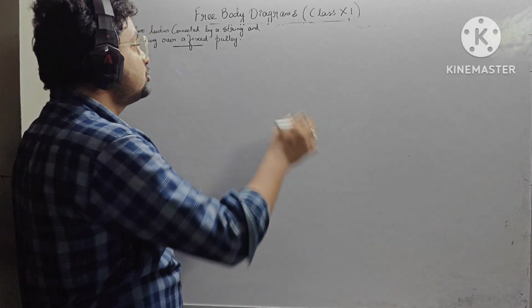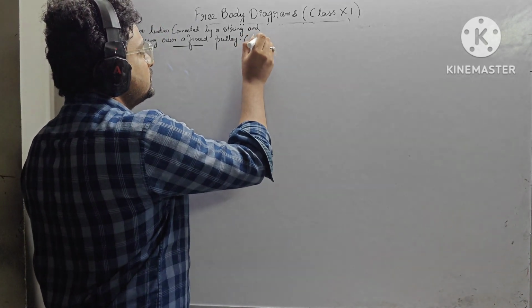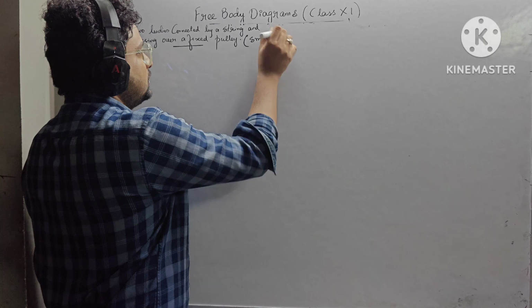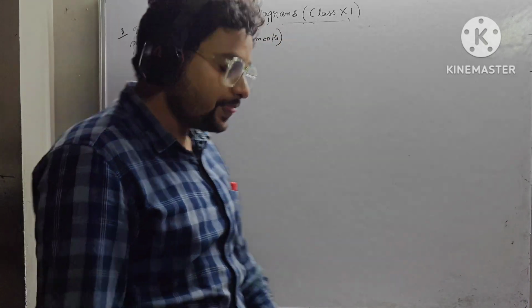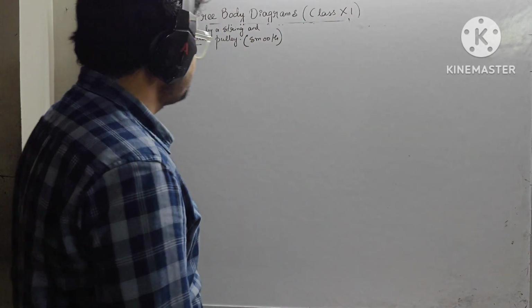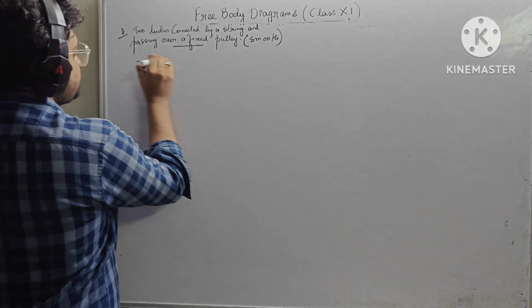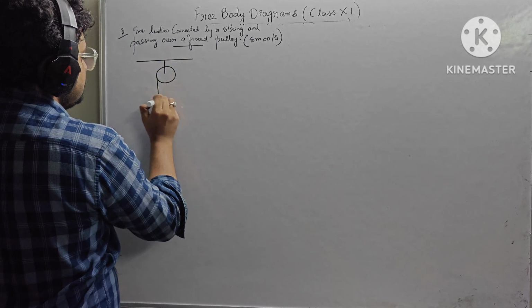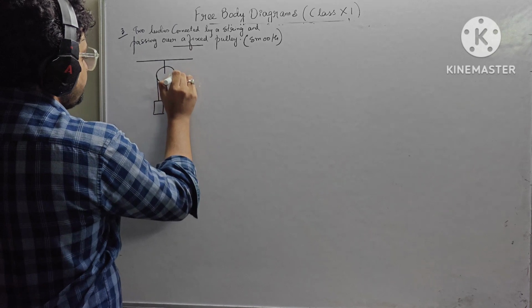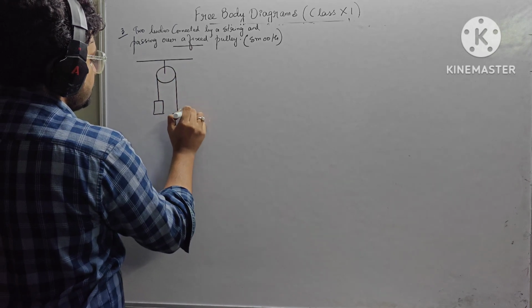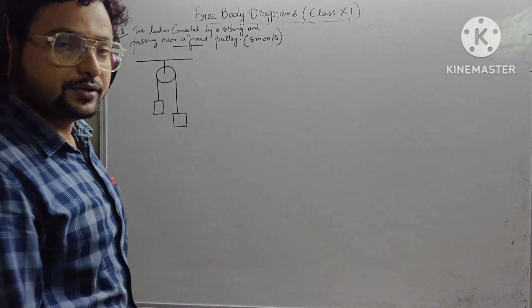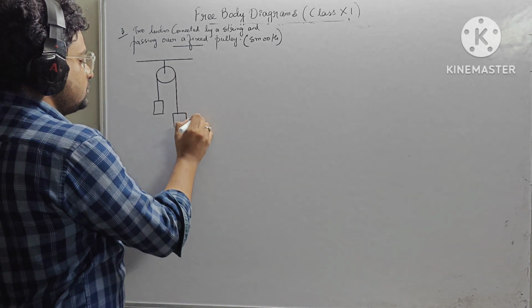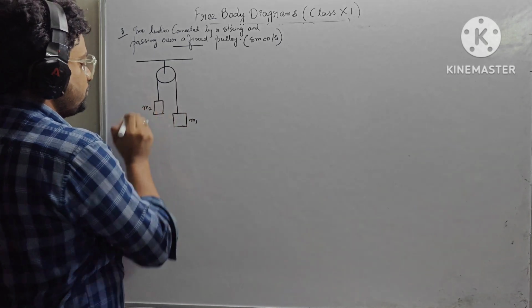Now this pulley is a smooth pulley. That means I am not considering any friction. So this is the pulley suppose. These are the two bodies. Here is one body, here is one body. This is suppose M1. This is suppose M2.